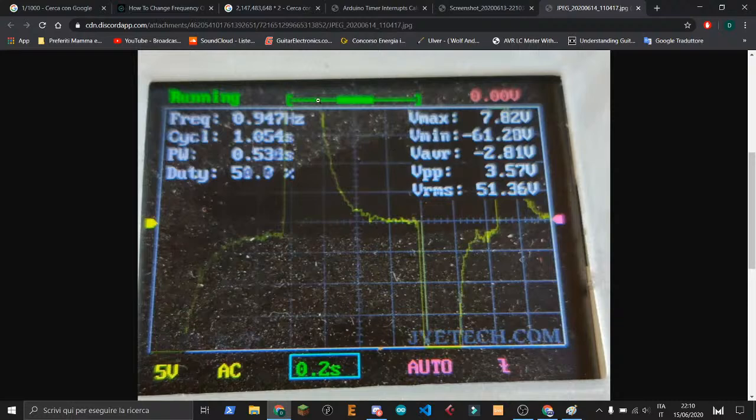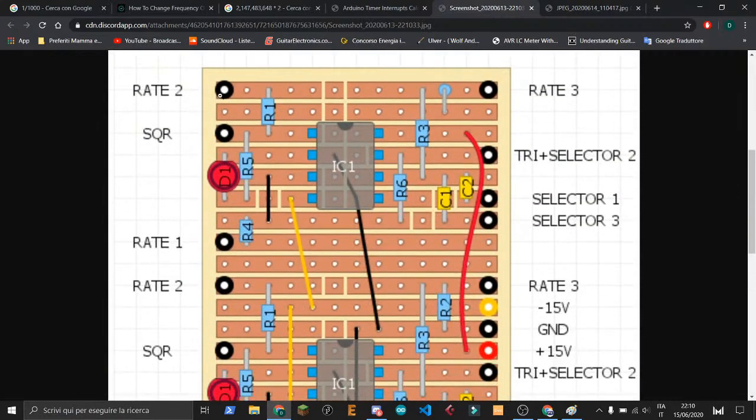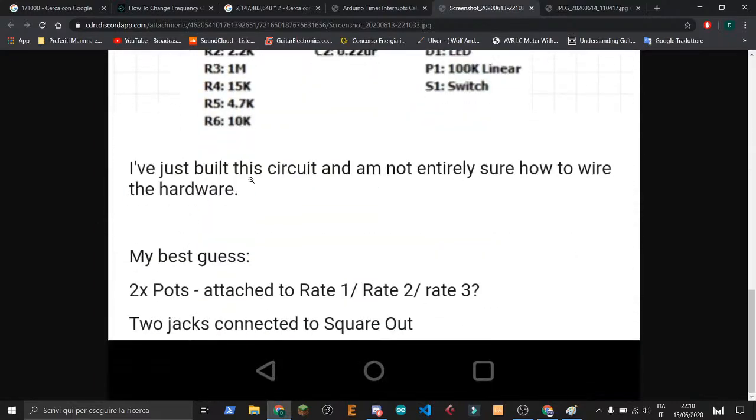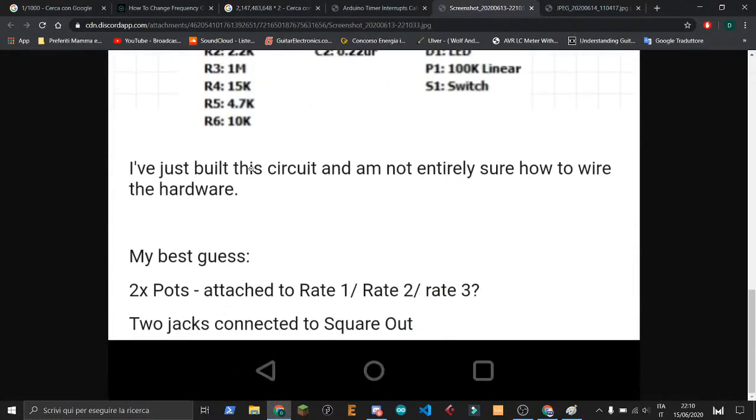Yeah, maybe it's some problem with the output capacitance actually, because now that I think of it, with this low frequency, it might be something related to the output capacitance. But also, at first glance, I don't see any output capacitor here. And also, as this user here says, I've just been there and I'm not entirely sure how to wire the hardware.